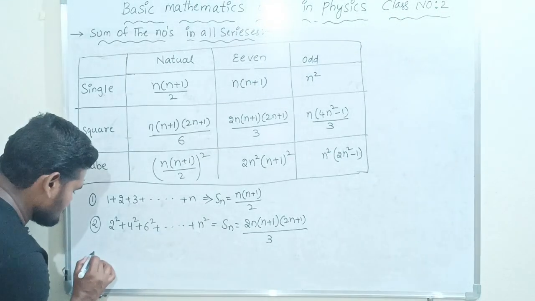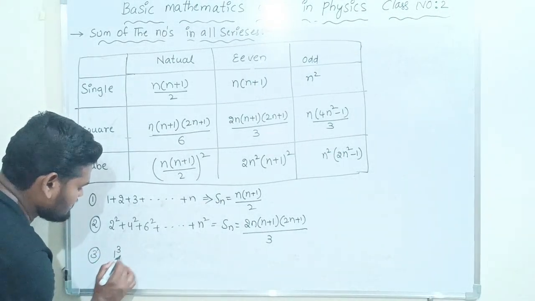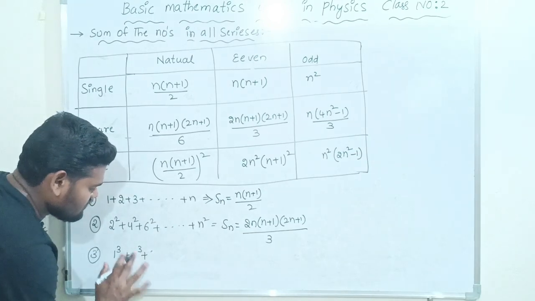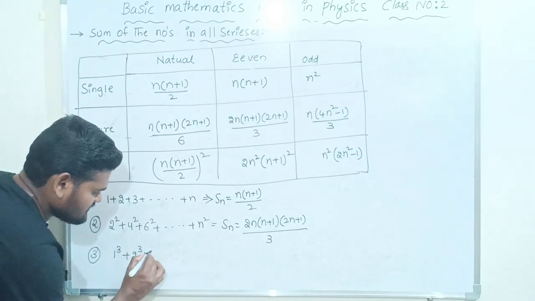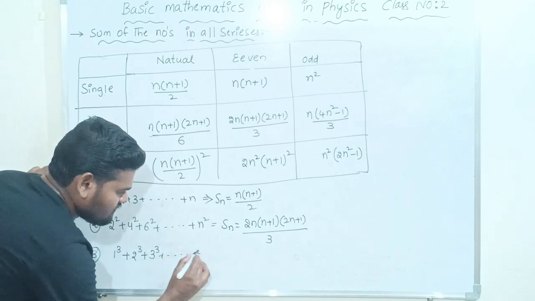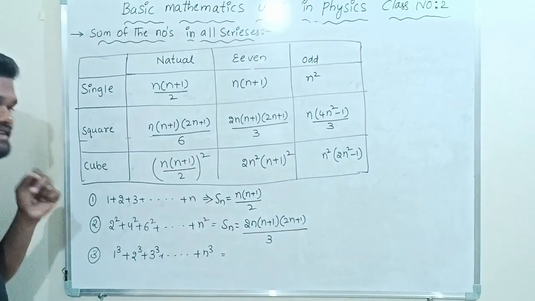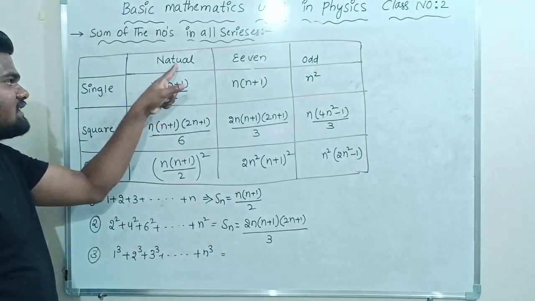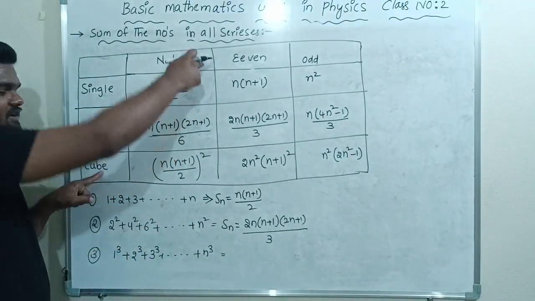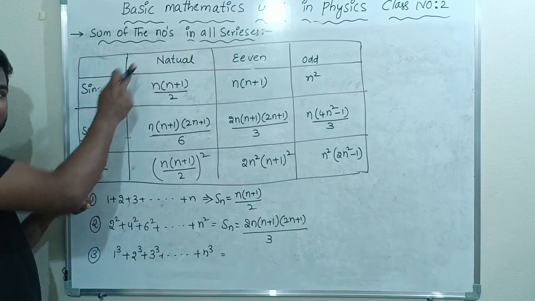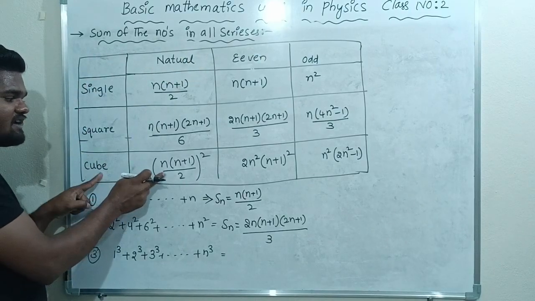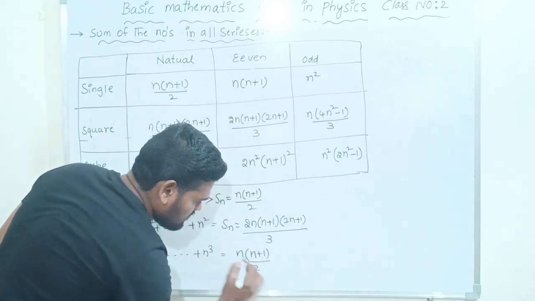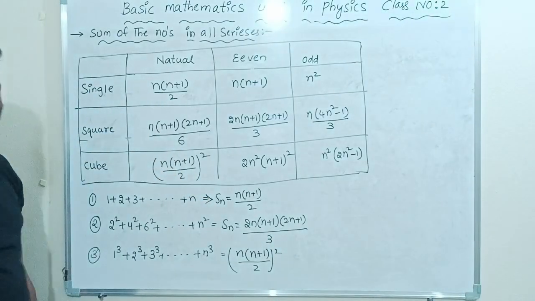Let us take one more example. If the series is like this, 1 cube plus 2 cube plus 3 cube plus and so on plus n cube, then 1, 2, 3 and so on are natural numbers with the power cube. Then the sum of the n terms is n into n plus 1 by 2 whole square. Are you getting what I am saying?